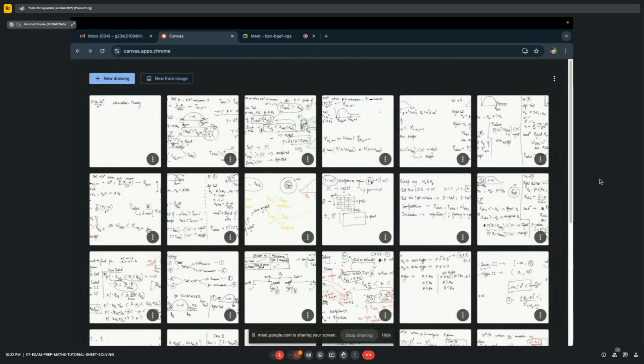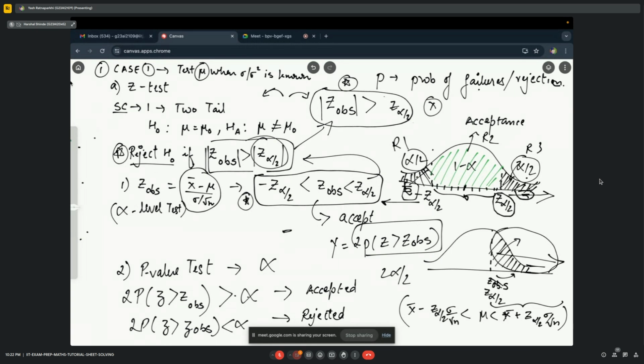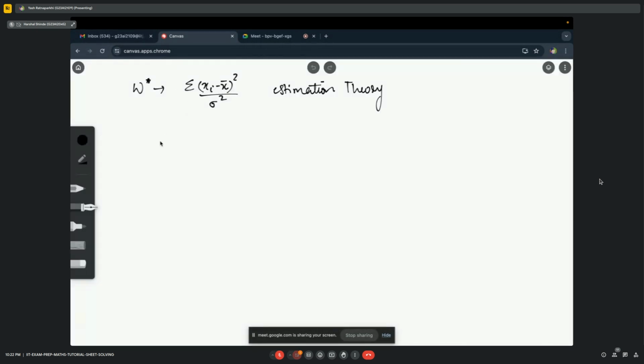You can see this. Our initial problem in estimation theory was to find mu, but here we are given mu and we need to test it. That's why we wrote this formula, x bar minus mu. In estimation theory we derived it as x bar minus z alpha by 2 sigma by root n less than mu less than x bar. Guys, do you remember this? Yes. So we reversed this and used the z observed, but we forgot to reverse in case of this. So in case of this, what is the formula?